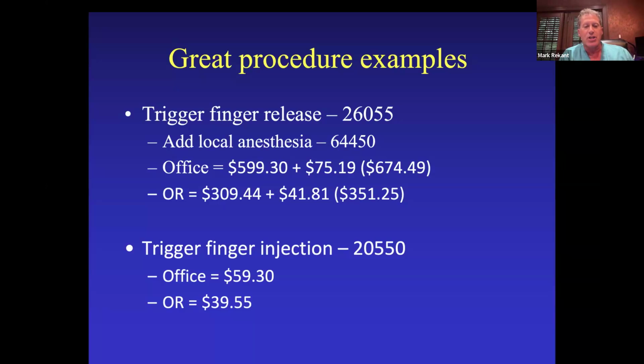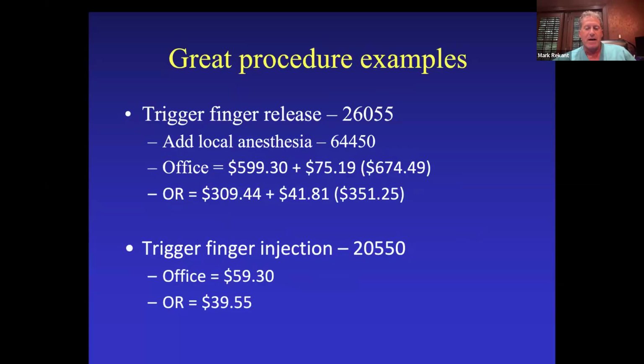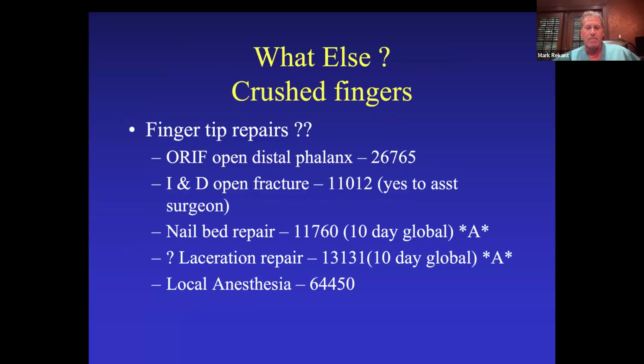Well, we heard a lot about injections, which was wonderful. The CPT code for that is 20550. And again, that's really what we're getting in the office, $59. If it's done concurrent with another procedure, at best, you're going to get $40. And that same 20550 goes for tennis elbow injections, de Quervain's injections, CMC injections that we heard about earlier.